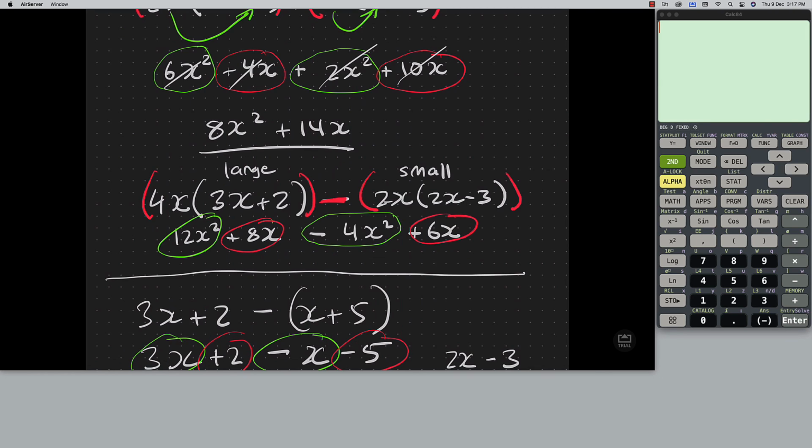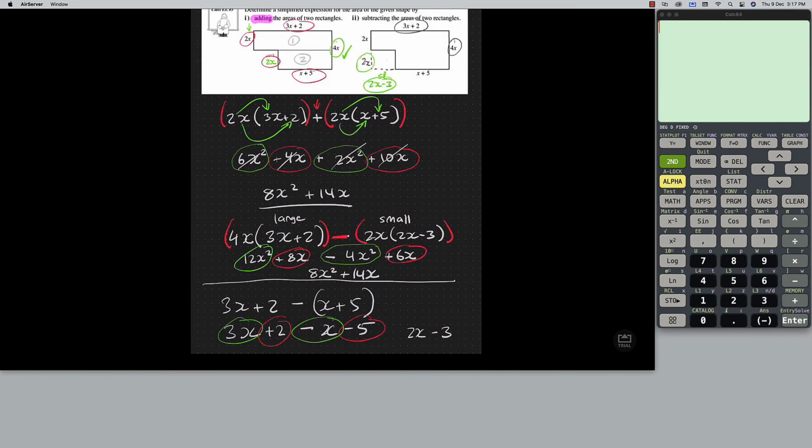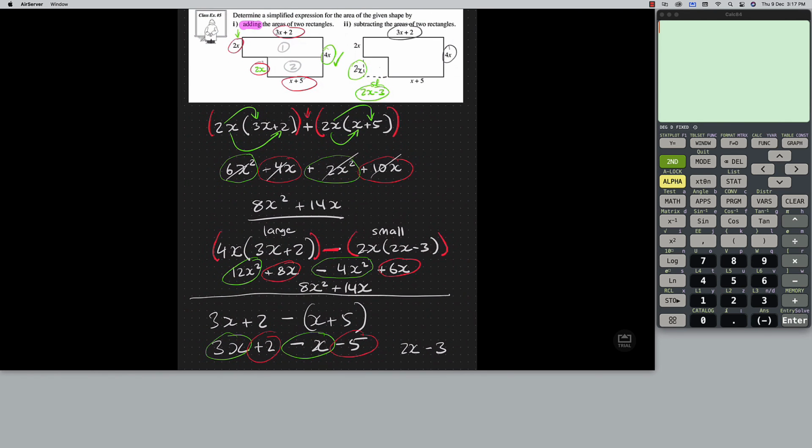Now what I need to do is just solve this. So 12x squared minus 4x squared is going to be 8x squared, and I have an 8x plus a 6x, which is plus 14x. And you can see in both cases we ended up with the same thing, there and there. The bottom one is using subtraction and the top one is using addition.